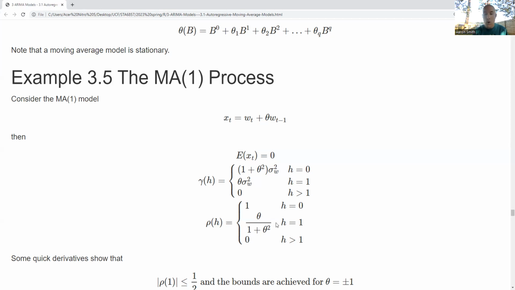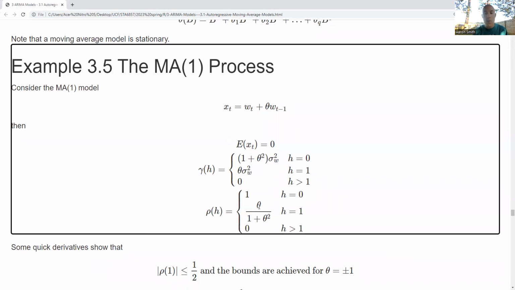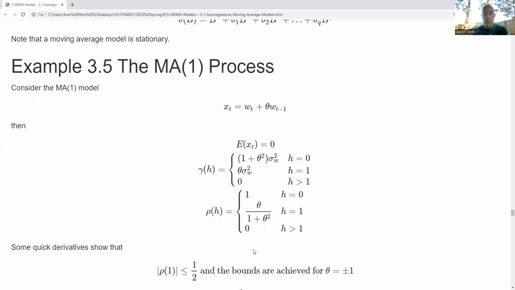Now, if I take a good hard look at this correlation, I can see that it has an upper bound of 1/2. And that will be achieved when theta is equal to plus or minus 1. So the maximum correlation between any 2 consecutive observations in an MA1 model is 1/2, and that will be achieved when theta is equal to plus or minus 1.